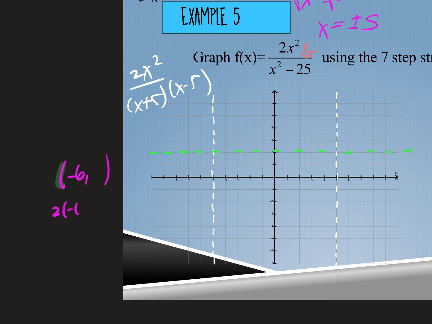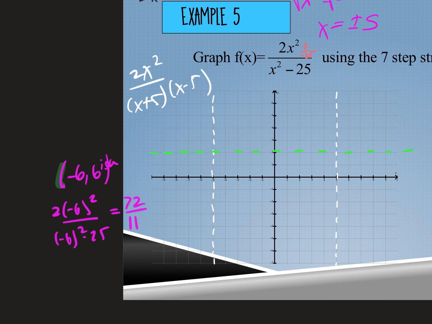So I have 2 times -6 squared over -6 squared minus 25. You guys with me? Okay, what's -6 squared times 2? 72, okay? Over, what's -6 squared? 36 minus 25 is 11, all right? How many times does 11 go into 72 without going over? 6, so this is 6-ish. I don't really need to know exactly where, because we're trying to figure out where this point exists. The point (-6, 6-ish), is it above your horizontal asymptote or below it?